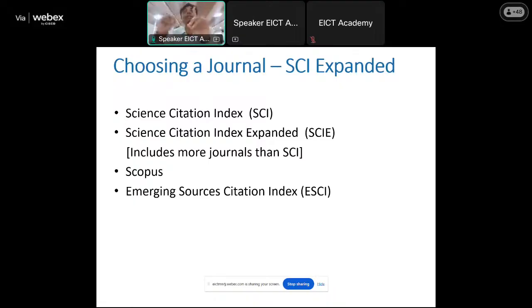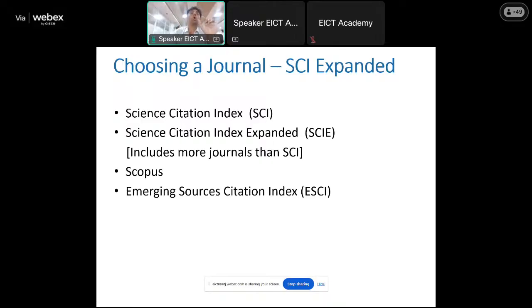Sorry, E is last, so SCIE. Now all the journals in the Scopus index may not be converted into SCI or SCIE, because there are more rigorous parameters to include a particular journal in the SCI or SCIE category.